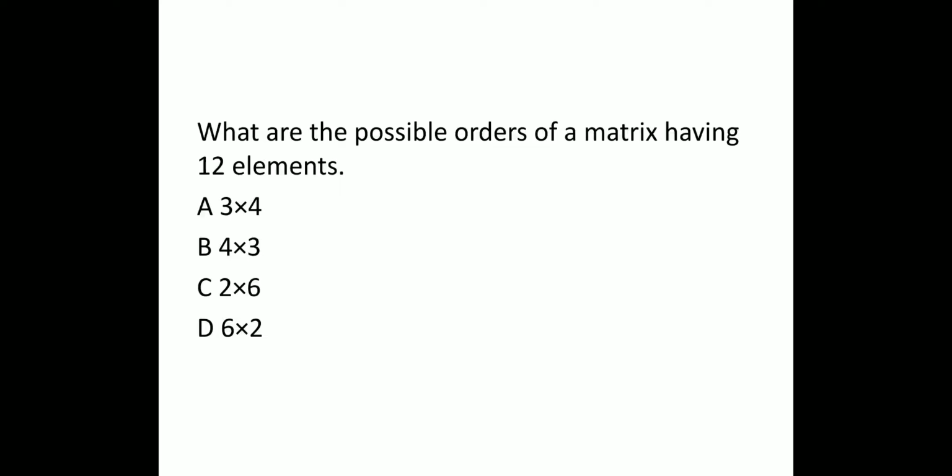What are the possible orders of a matrix having 12 elements? As we discussed earlier, a matrix is a rectangular array of numbers or functions. Suppose I have 12 numbers and I have no idea about the order of the matrix. Then what are the possible orders of such a matrix? The possible orders are 3 by 4, 4 by 3, 2 by 6, 6 by 2. All the options are correct because in all of them the number of elements is 12.